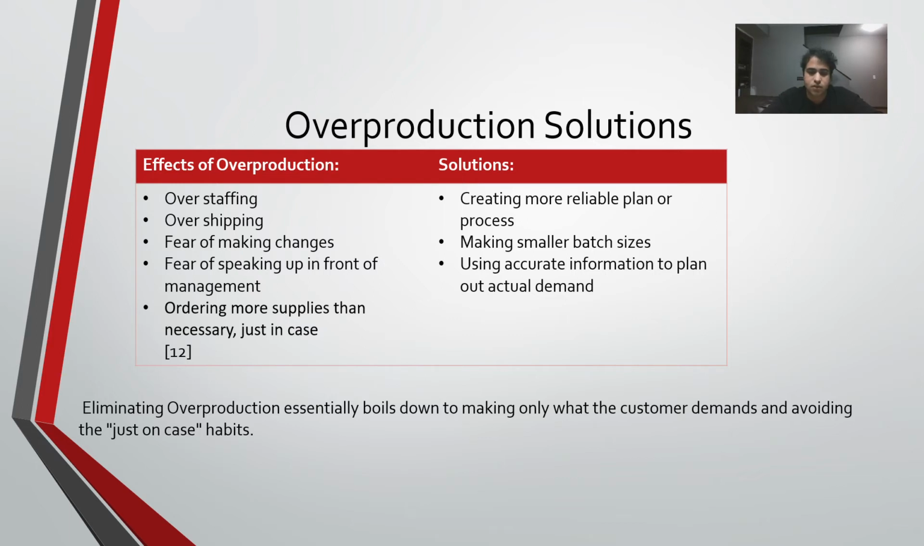One of the solutions, as you can tell, there are more effects than problems and solutions. The first step is to realize that we're doing it. And we need to understand that often planning our own delays in large batches just because we always have done so is not right. The solution is creating a more reliable plan or process. And second, we can also make smaller batch sizes, or like I said, just order less material.